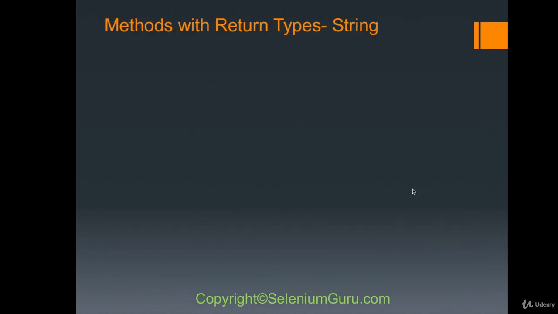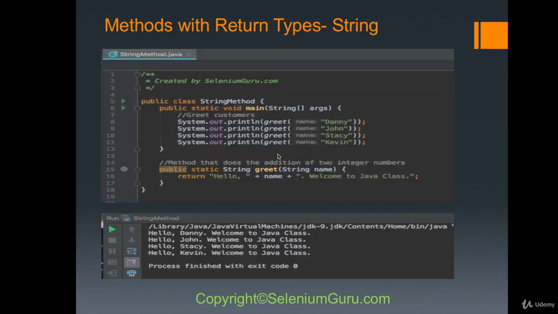Now, the next method return type is string. Let's take an example here, greet. Here I've created a public static method. Instead of void, I have string as the return type, and I've got the same method named greet. It takes the same string parameter name, and I'm saying it's going to return a string. Since the return type is string, it's going to actually return a string. Here it's going to say hello, whatever the name, and welcome to Java class. So when you have a return type of string, you're expecting to get a string as an output.